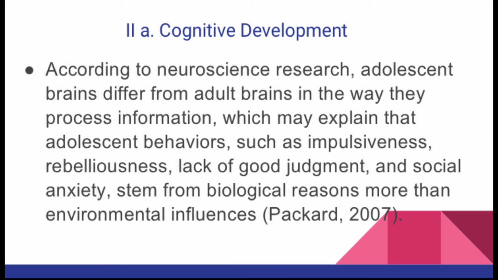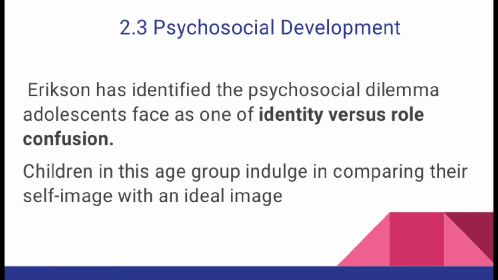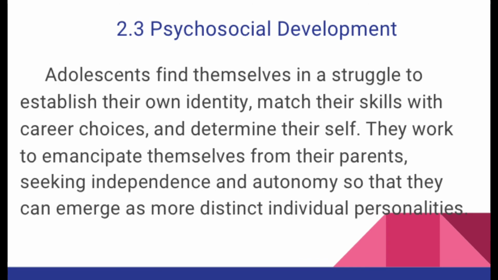According to neuroscience research, adolescents' brains differ from adult brains in the way they process information, which may explain that adolescents' behaviors such as impulsiveness, rebelliousness, lack of good judgment, and social anxiety stem from biological reasons more than environmental influences. Packard 2007. Erikson has identified the psychosocial dilemma adolescents face as one of identity versus role confusion. Children in this age group indulge in comparing their self-image with an ideal image. Adolescents find themselves in a struggle to establish their own identity, match their skills with career choices, and determine their self. They work to emancipate themselves from their parents, seeking independence and autonomy, so that they can emerge as more distinct individual personalities.